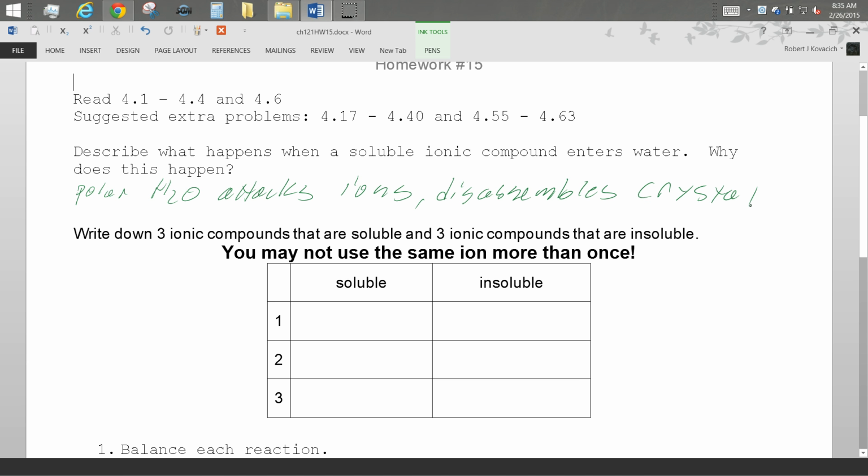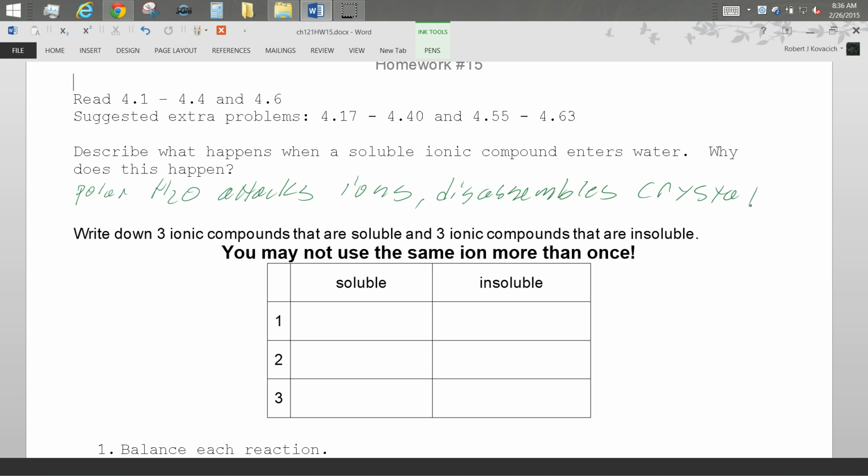Why is this happening? Because the hydrogen part of it has a positive charge and the oxygen part has a negative charge. Okay. The water has the ability to do that because it's polar. So the polar nature of the water molecule allows it to attack. Since it's got both a positive and negative side, it can attack both the cation with the oxygen side and the anion with the hydrogen side.